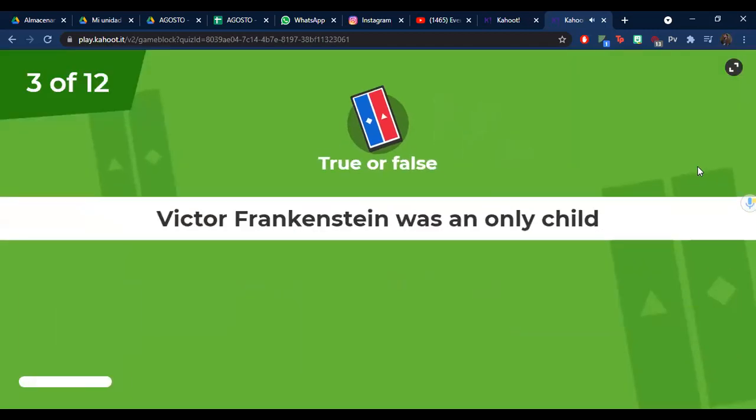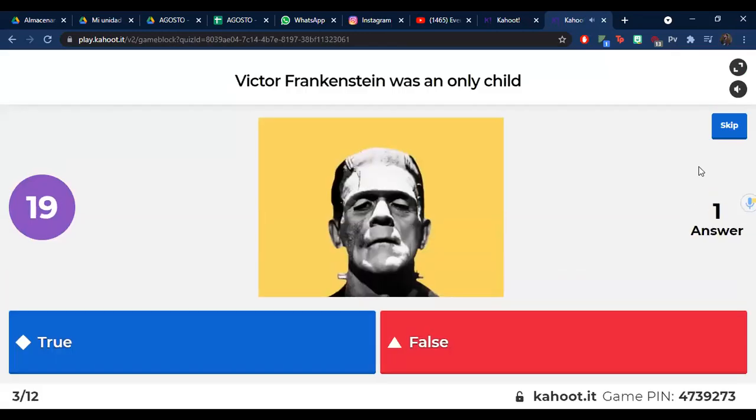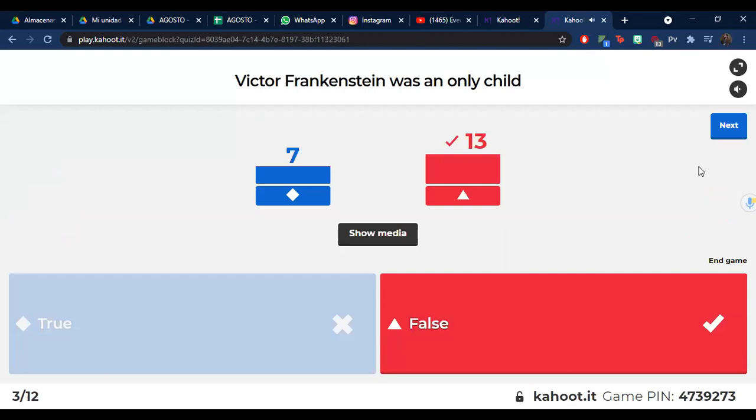Victor Frankenstein was an only child. That was false, because how many siblings does he have? Three, I think. Yes, three. Two of them are natural and another one is adopted. Very nice.